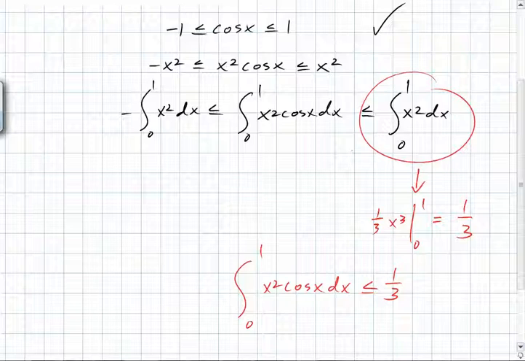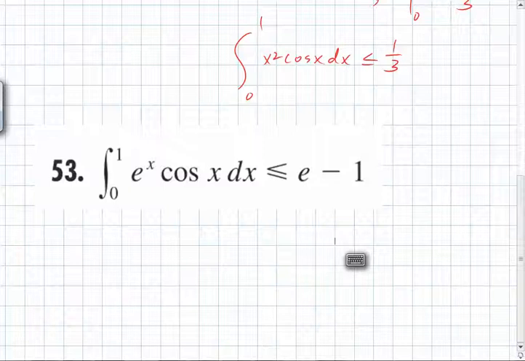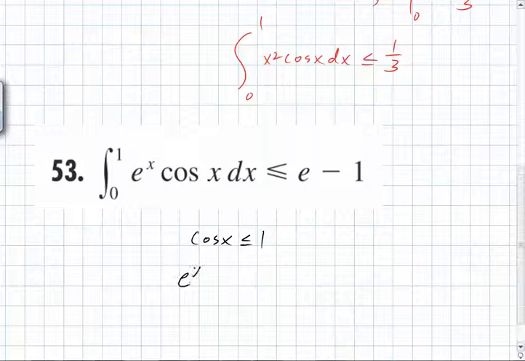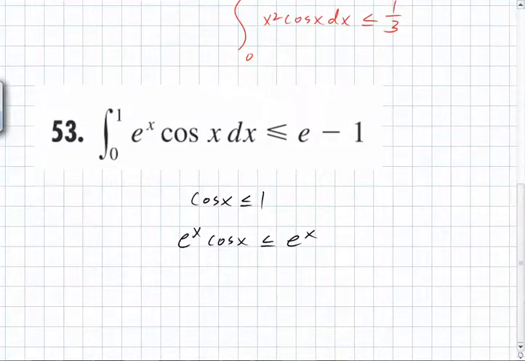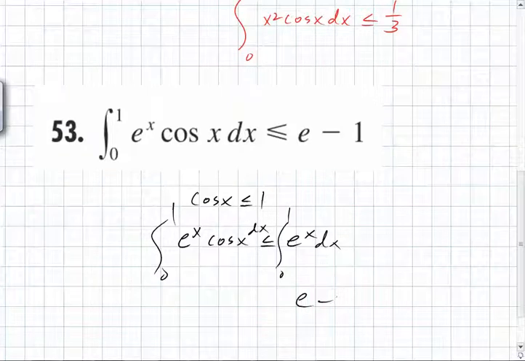I took a class when I was studying, and the idea would be to just say that you know that cosine, no matter what you plug into cosine of x, has to be less than or equal to 1, right? So e to the x cosine x has to be less than or equal to e to the x. So if you integrate both of these from 0 to 1, what do you end up with? You end up with e minus 1. So you end up with this integral, which is what you wanted, is less than exactly what you wanted right there.